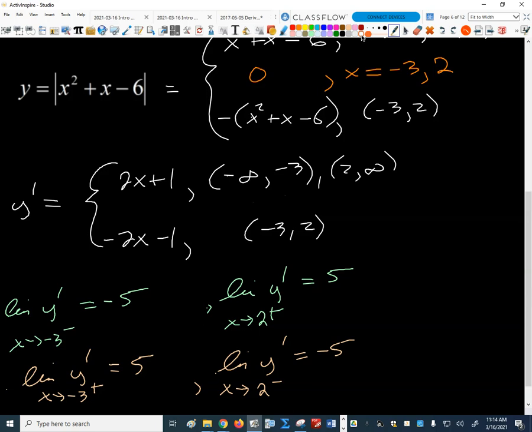Right, at x equals 2 or x equals -3, we don't know. That's what we're trying to find out: if the derivative exists there, and if so, what's the value?